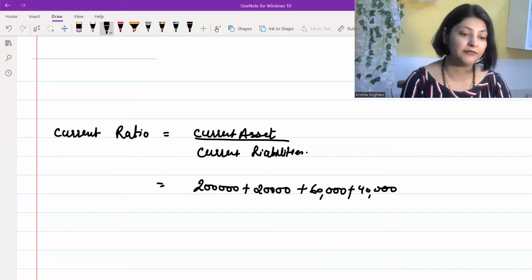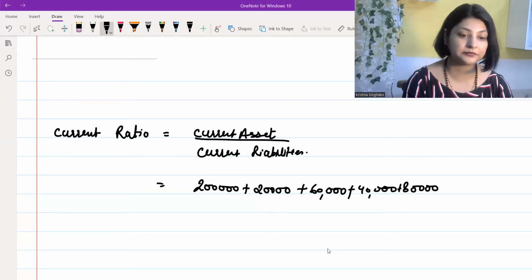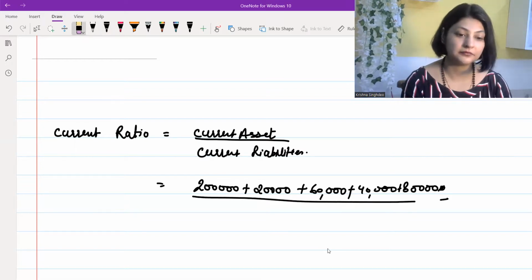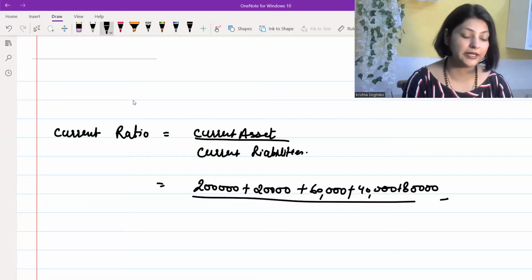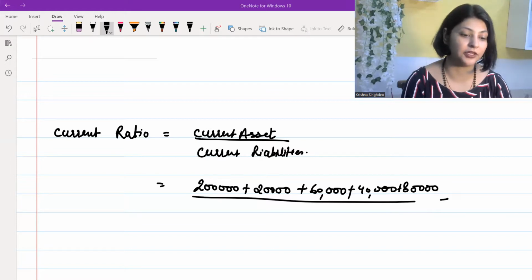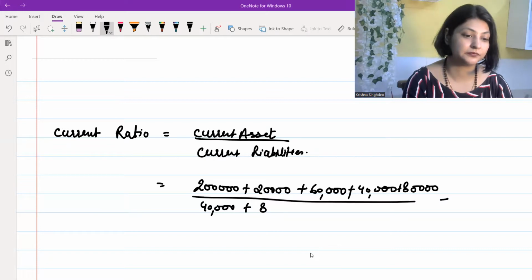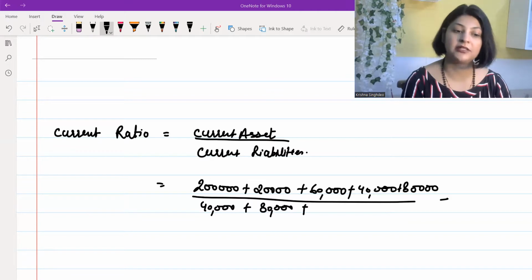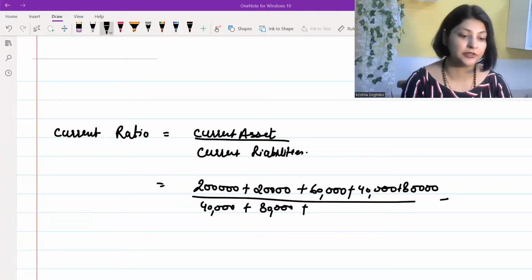And at last I have inventory also. And inventory is 80,000. So all these items are added together to make the current assets. Now let's see what are the current liabilities. Under current liabilities, you have bills payable of 40,000, sundry creditors of 80,000. Then outstanding expenses are also there, and outstanding expenses are 80,000.